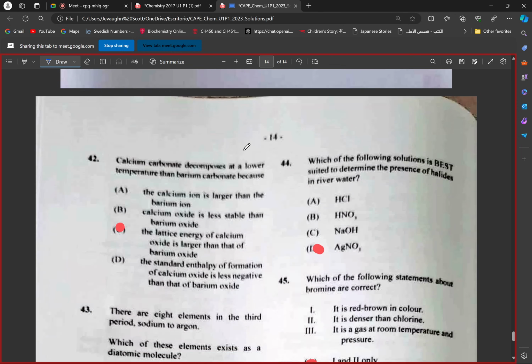42: Calcium carbonate decomposes at a lower temperature than that of barium carbonate. What we're looking at here, let me see, calcium oxide... And the enthalpy of formation is less negative, no. Let me see, the lattice energy of calcium oxide is larger than that of barium oxide.